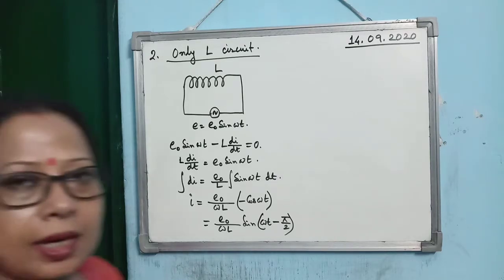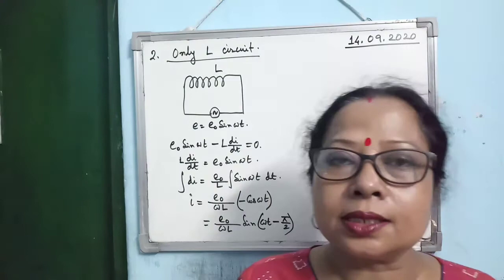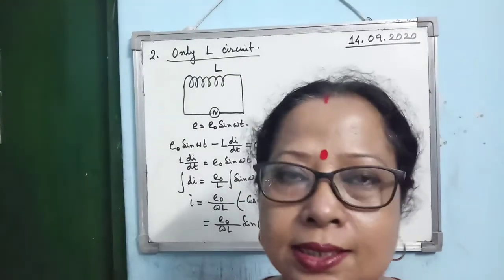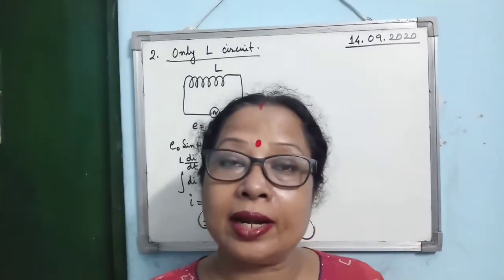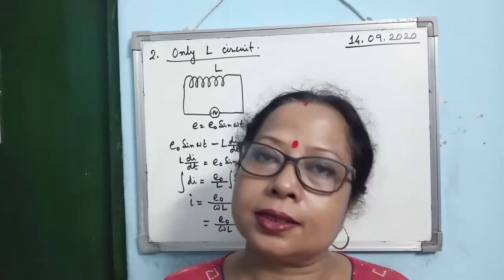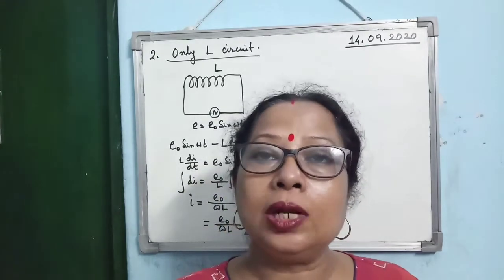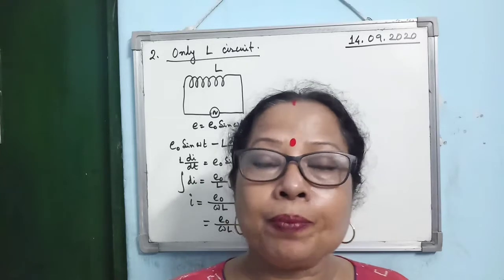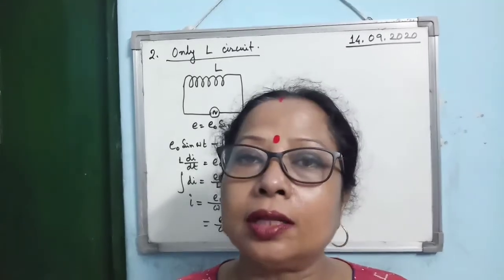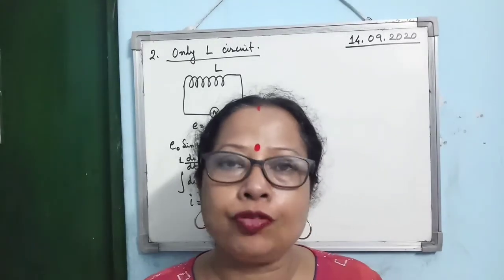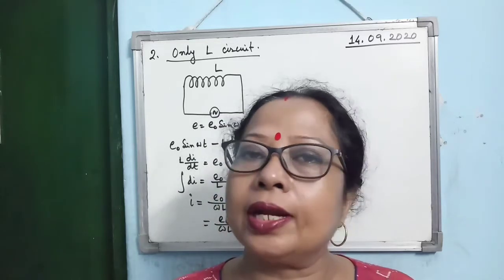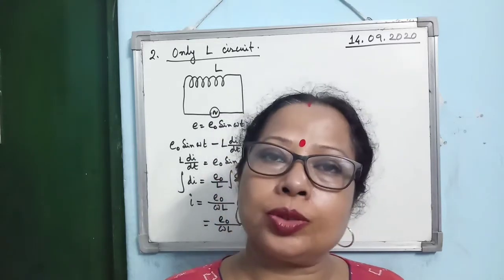So, in the alternating current chapter, the last topic I discussed was only the R circuit, meaning only one resistor was connected in the circuit. Today I will discuss only the L circuit first. L stands for the inductor. L is the coefficient of self-inductance, and it is associated with the inductor.